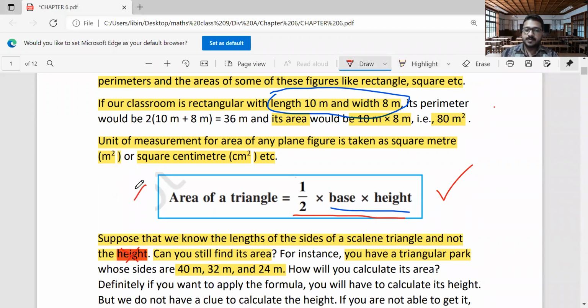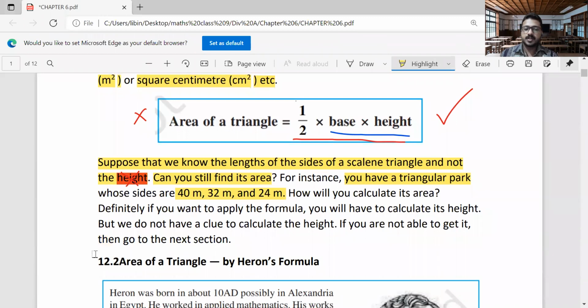In such cases, we cannot apply this formula. So mathematicians have thought for a very long time, especially Heron, and he contributed something to mathematics in such cases. He gave a formula for finding the area. Okay, so let us go to our section 12.2, which is area of a triangle by Heron's formula.